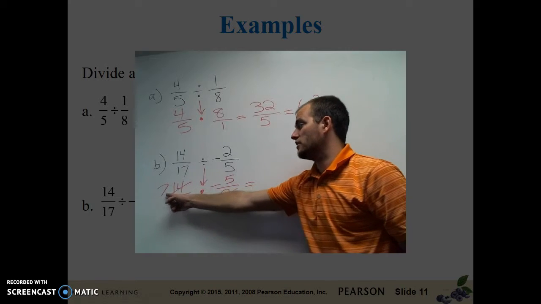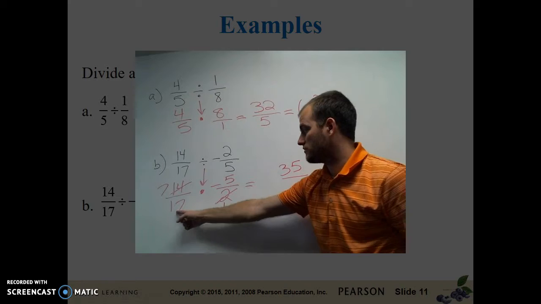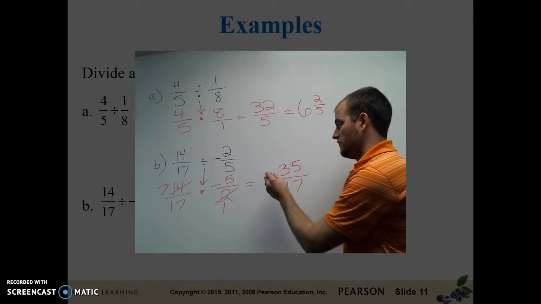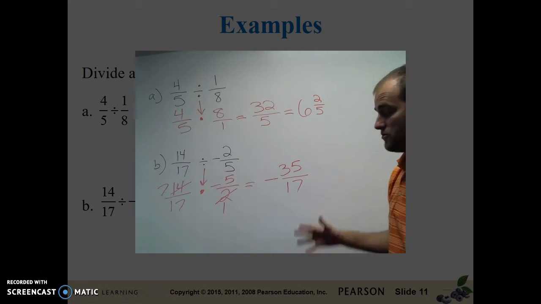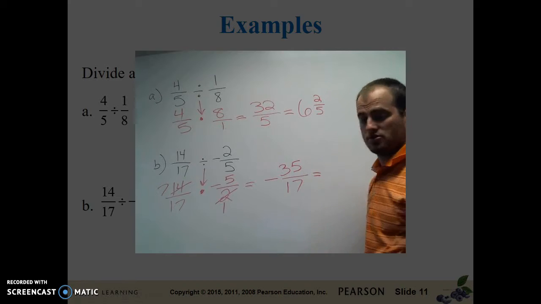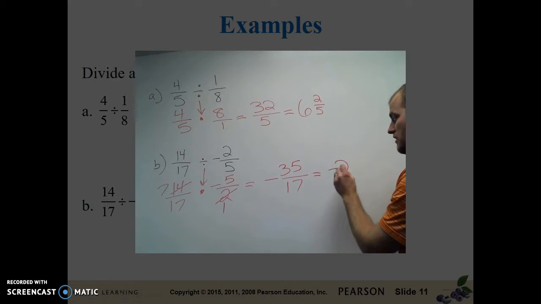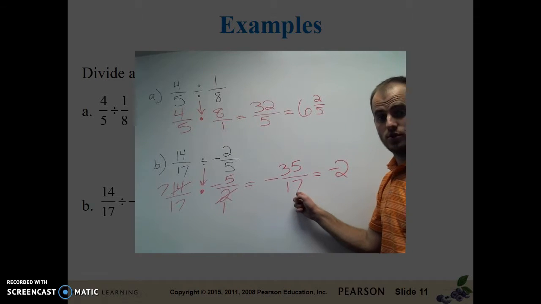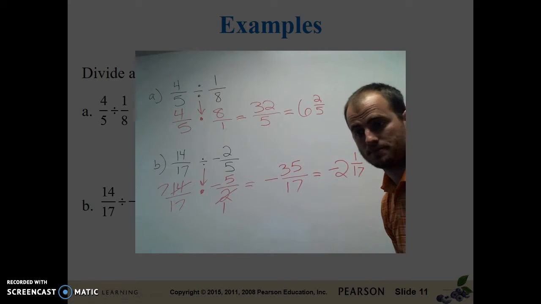Multiply straight across. 7 times 5 is 35. 17 times 1 is 17. A positive times a negative is a negative. So it just happened the first two that the book had us do were both improper fractions. That won't always be true. 17 goes into 35, negative 2 times, because of the negative. 17 times 2 is 34, so there's 1/17 left over.